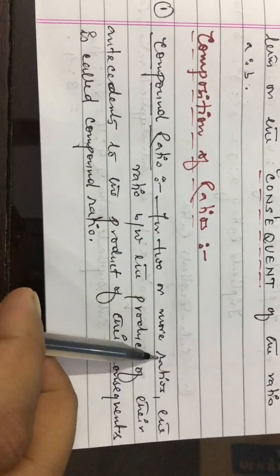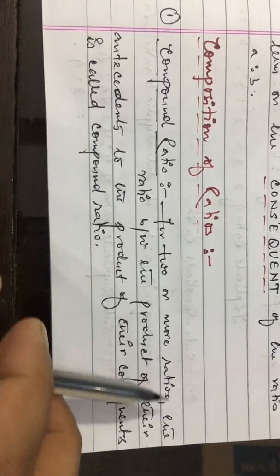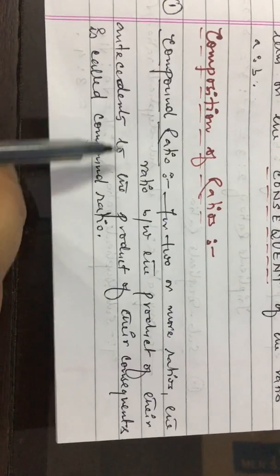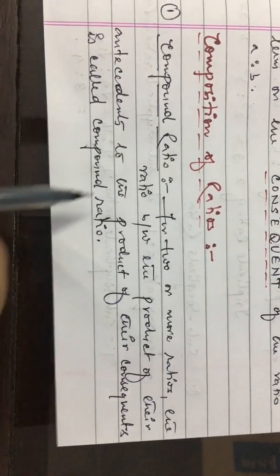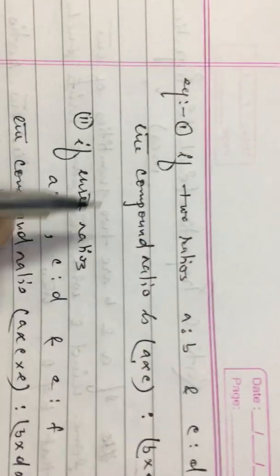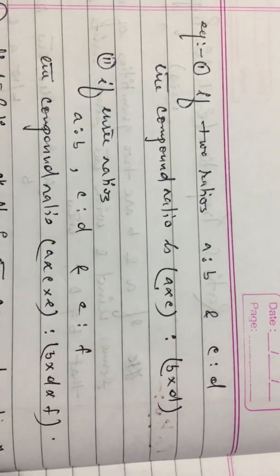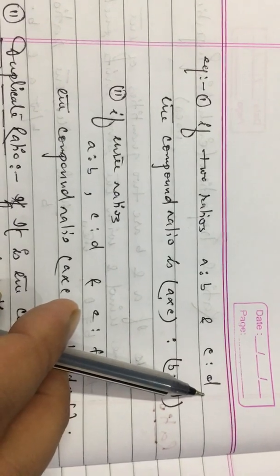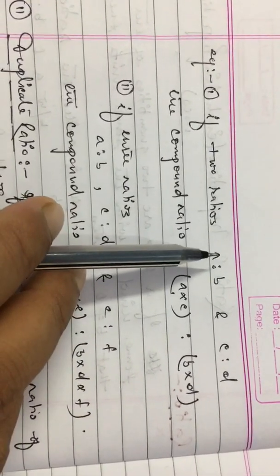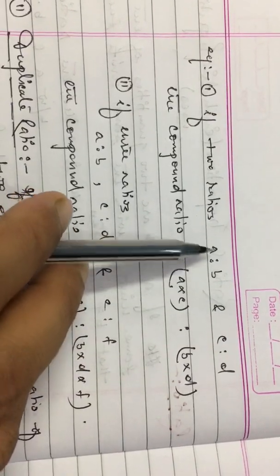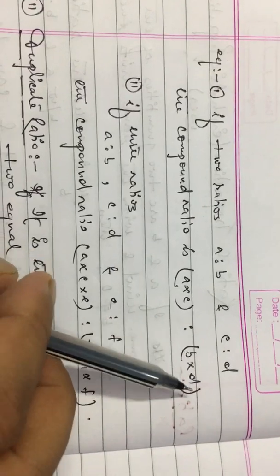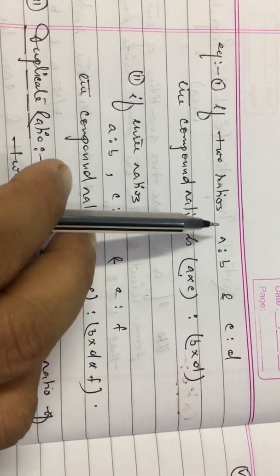For two or more ratios, the ratio between the product of their antecedents and the product of their consequents is called the compound ratio. See the example. If two ratios A is to B and C is to D are given, what should be the compound ratio? The product of their antecedents, first term into first term, that is A into C, and second term into second term, that is B into D. This is the compound ratio of these two ratios.